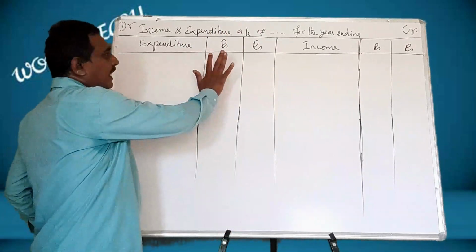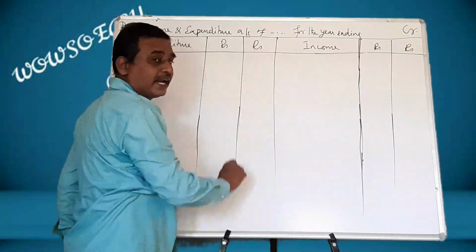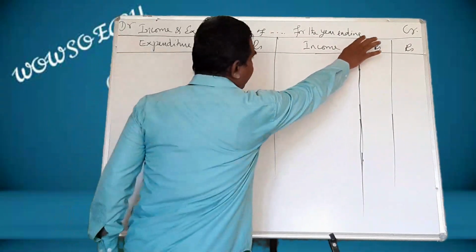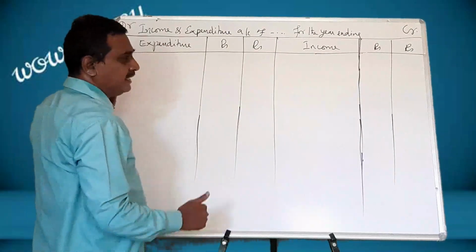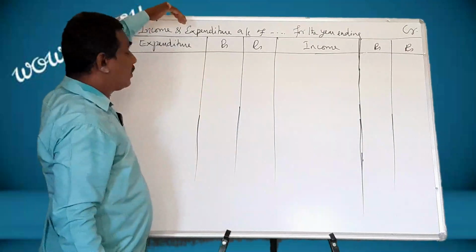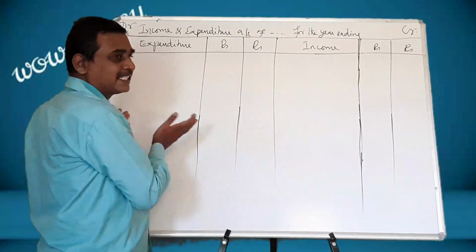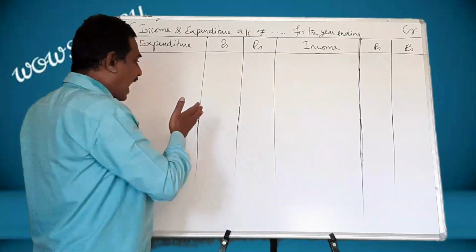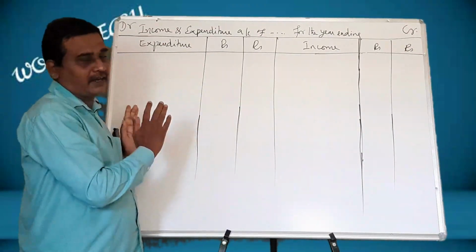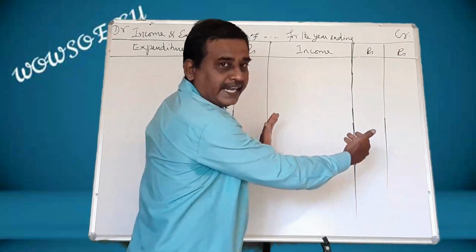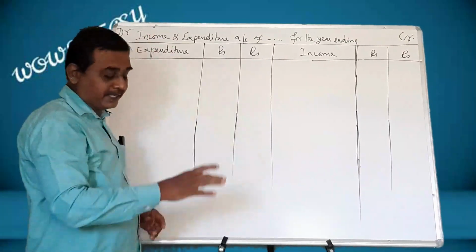This is the format of the income and expenditure account for the year ending. Here you have to write the name of the person, and the date on which we prepare this account should be written here. There is a debit side and a credit side. The name of the account is income and expenditure account, whereas the sides are expenditure and income. Remember that. As we did in the final accounts, this side is meant for expenses and losses, and this side is meant for incomes. So, this is the format of the income and expenditure account.